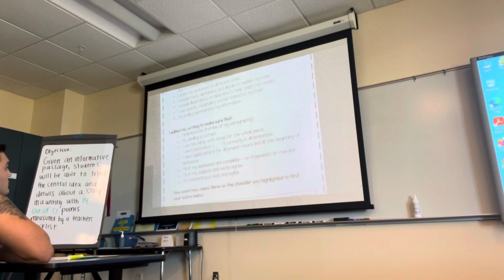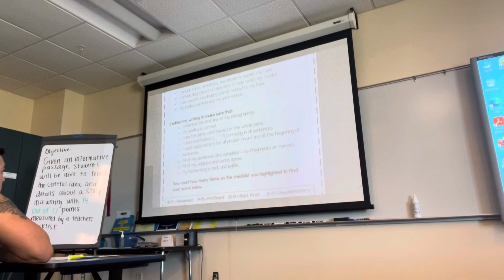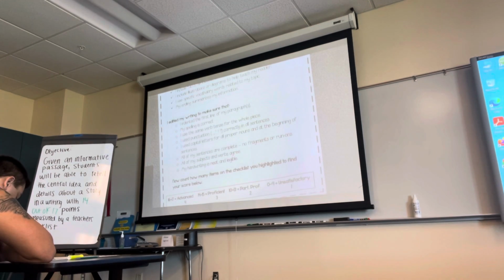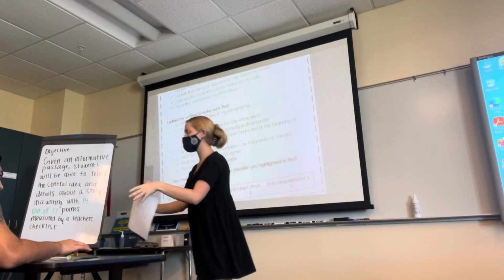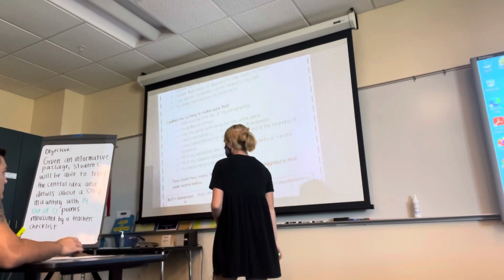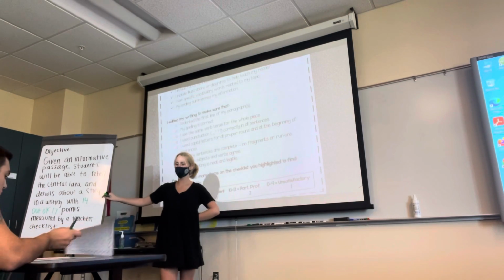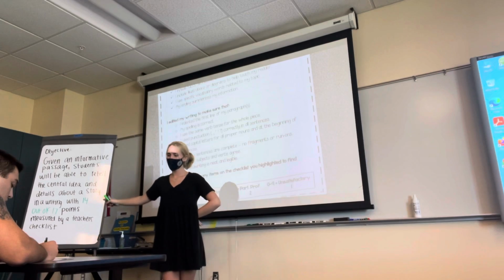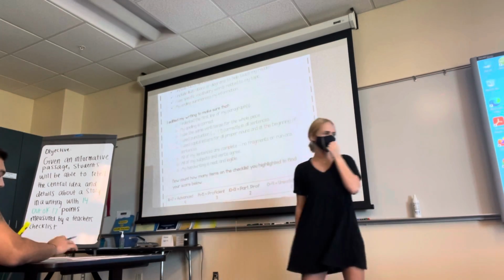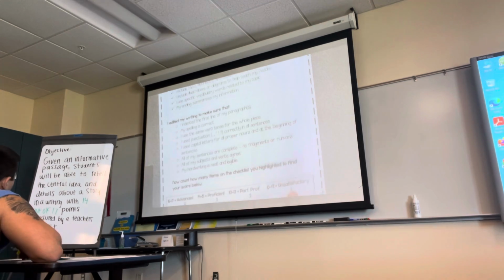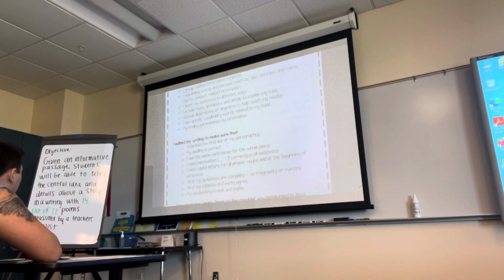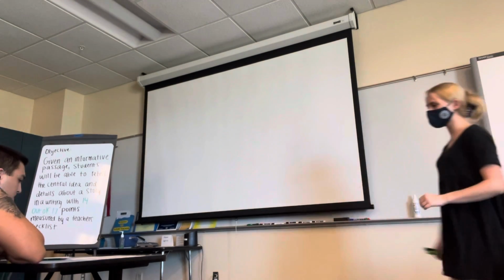Now after you're done, count how many items on the checklist you highlighted to find your score below, and go ahead and write your score on the back of your writing piece. So this is Joseph's. He's going to write it on the back. How many points he got. And when you're doing that, just reflect on your objective. Did you get 14 out of 17? Did you get less than 14 out of 17? And if you did get less, think about how you can improve your writing for next time. Okay, I'm going to collect these real quick.